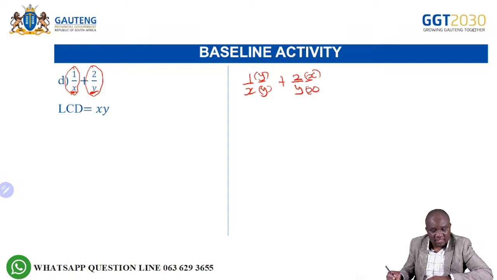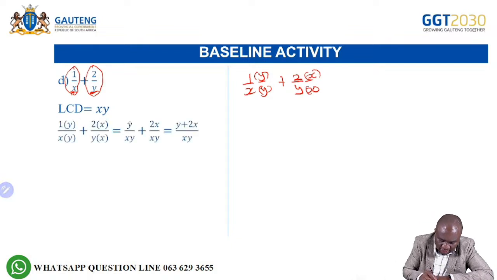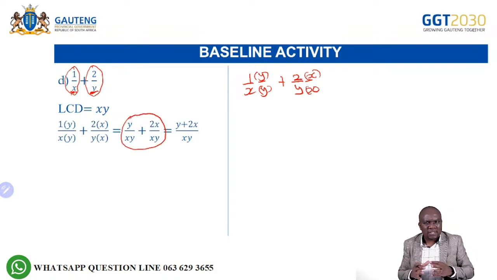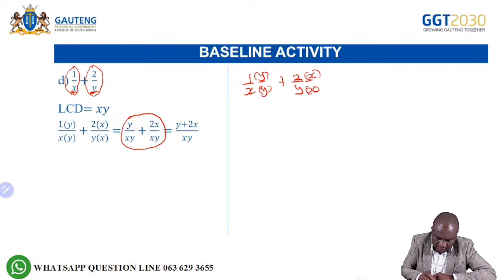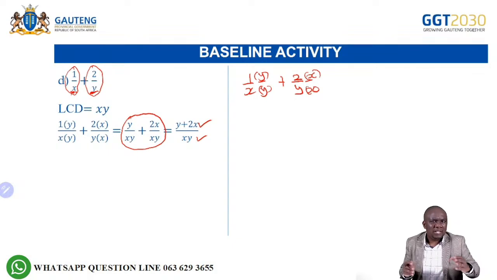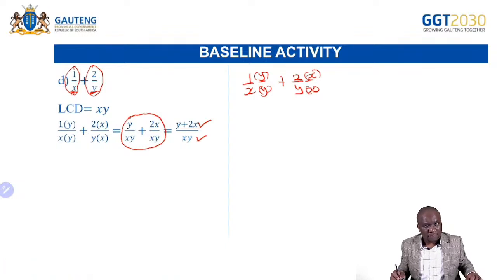Once we do that, we get this. Now, the denominators are the same, so we can add the numerators. So it becomes y plus 2x over the common denominator, which is xy. But y plus 2x are unlike terms, so we can't simplify them. So we leave our answer as it is: y plus 2x over xy.